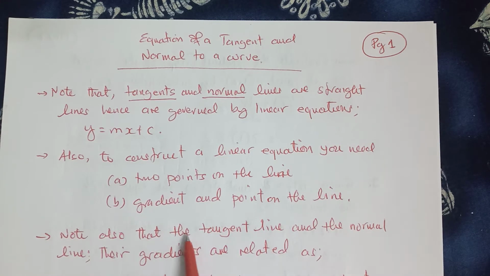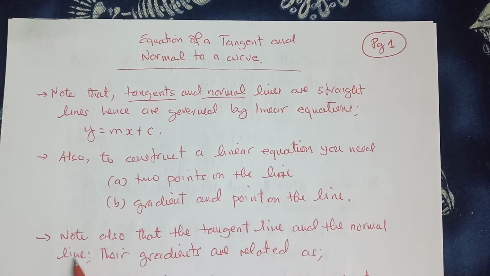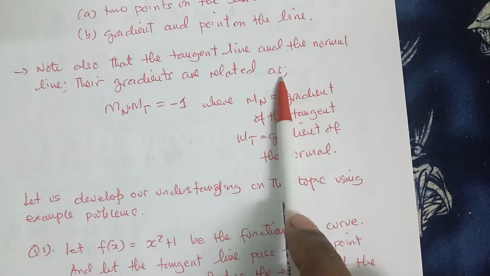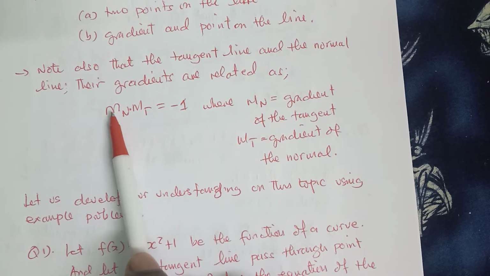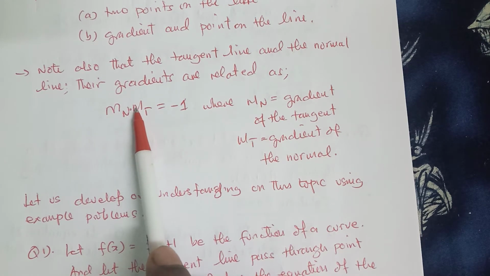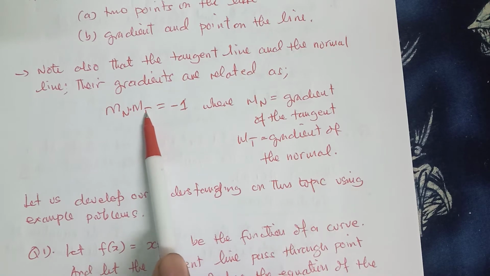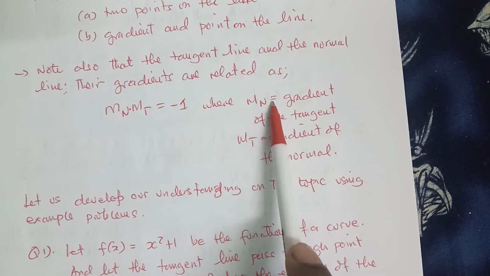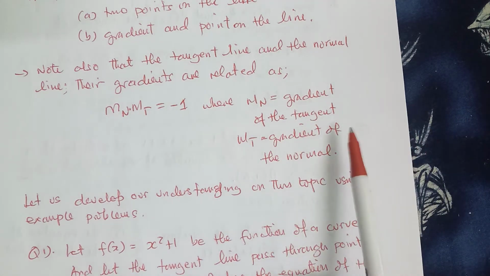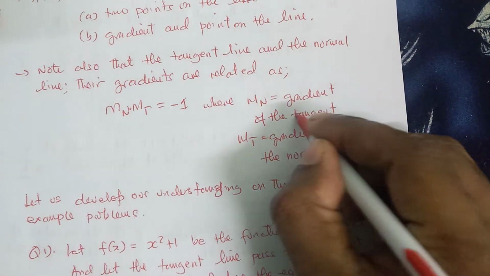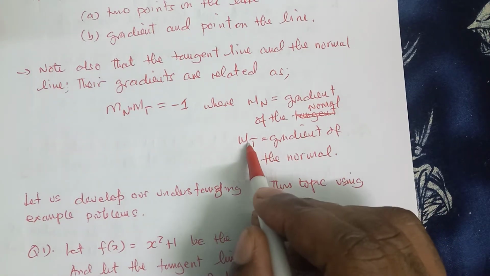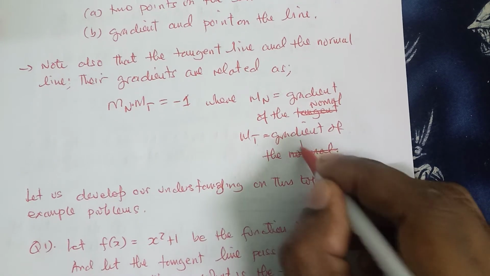Note also that the tangent line and the normal line, their gradients are related as the product of the gradient of the normal and the gradient of the tangent is equal to -1, where m subscript n is the gradient of the normal and m subscript t is the gradient of the tangent.